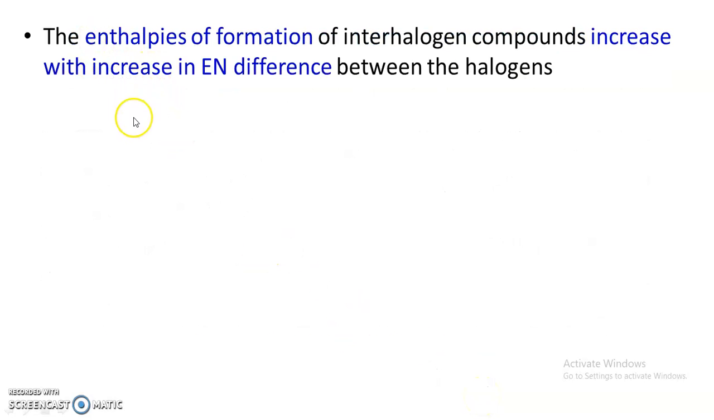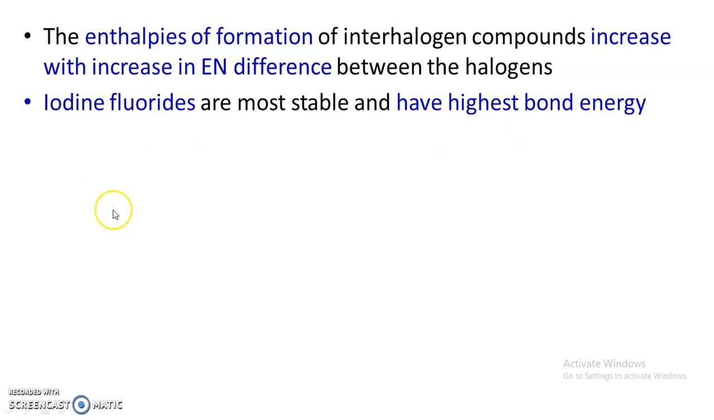Now the next property is enthalpy of formation. Already we discussed this property. The enthalpy of formation of an interhalogen compound increases with increase in electronegativity difference between the halogens, and therefore iodine fluorides are most stable and have the highest bond energy, because the electronegativity difference for iodine fluoride is highest, and therefore these compounds are most stable and iodine fluorides have the highest bond energy.